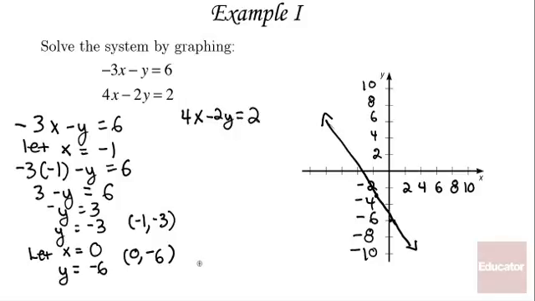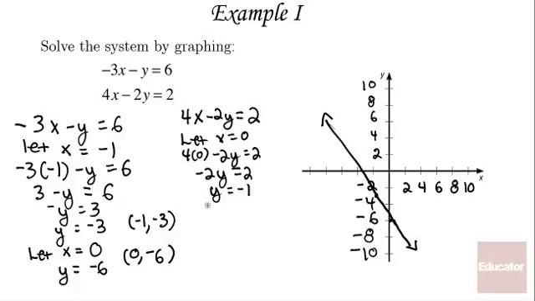Again, I need to find a couple of points to graph. Let's let x equal 0 and solve for y. And that's going to give me -2y equals 2, or y equals -1. Therefore, my first point is going to be 0, -1. For my second point, I'm going to let x equal 2. And if you substitute 2 in this equation for x, you'll find that y equals 3. So I have a second set of points. I have 0, -1, and for my second set of points, I have 2, 3.